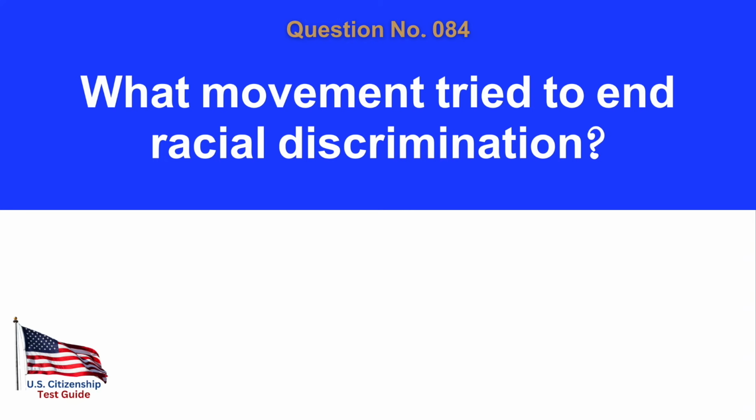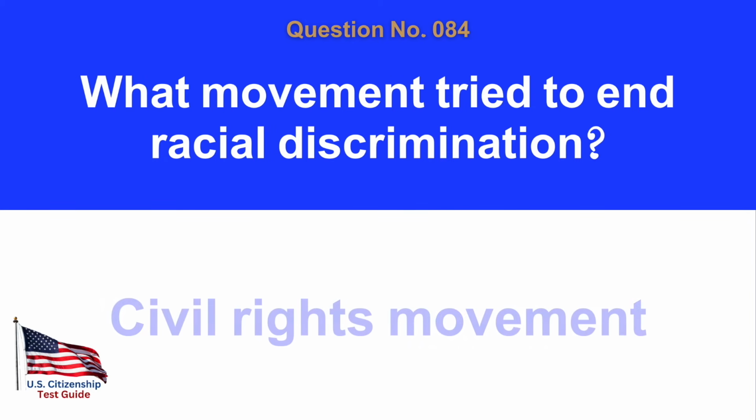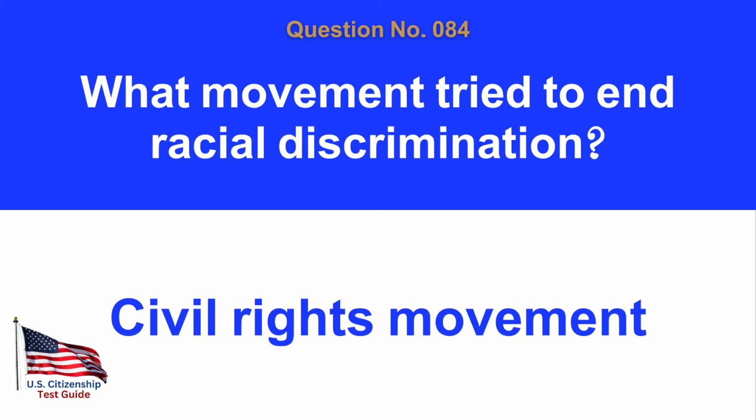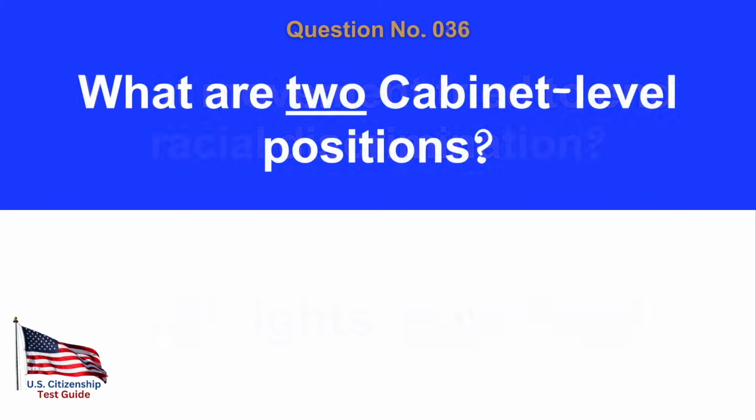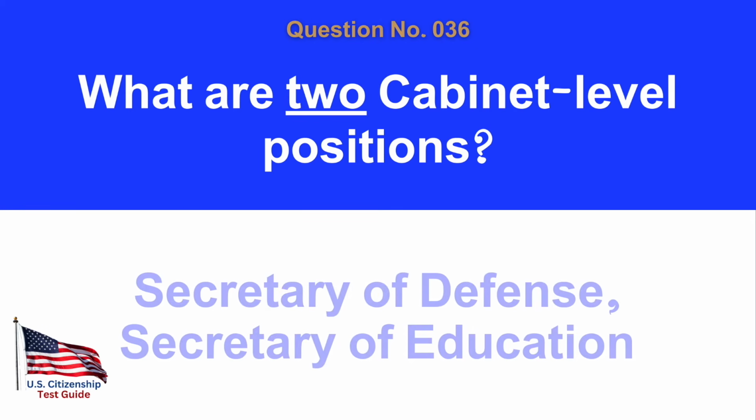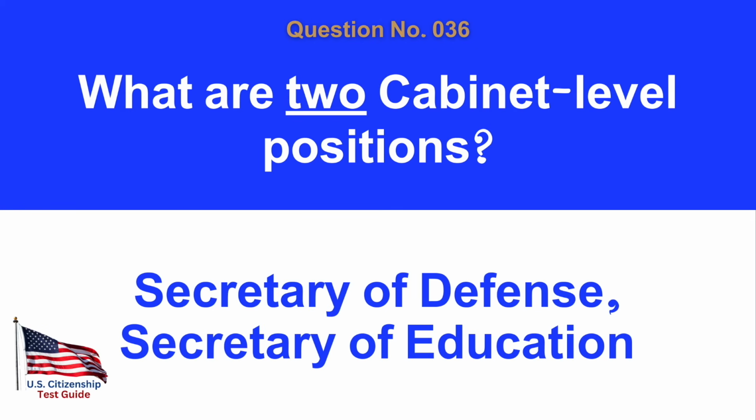What movement tried to end racial discrimination? Civil rights movement. What are two cabinet-level positions? Secretary of Defense. Secretary of Education.